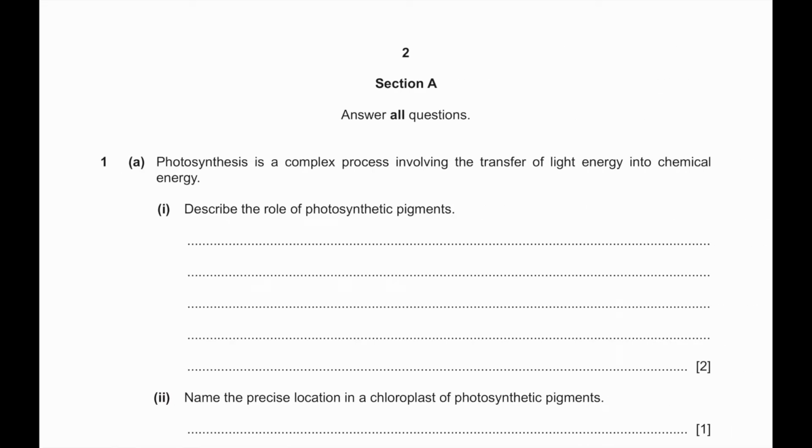Question number 1A. Photosynthesis is a complex process involving the transfer of light energy into chemical energy. Describe the role of photosynthetic pigments. Photosynthetic pigments absorb light. Accessory pigment passes energy to primary pigment, and the pigment forms a light harvesting cluster called photosystem. The light energy is used to excite electrons for cyclic and non-cyclic photophosphorylation.